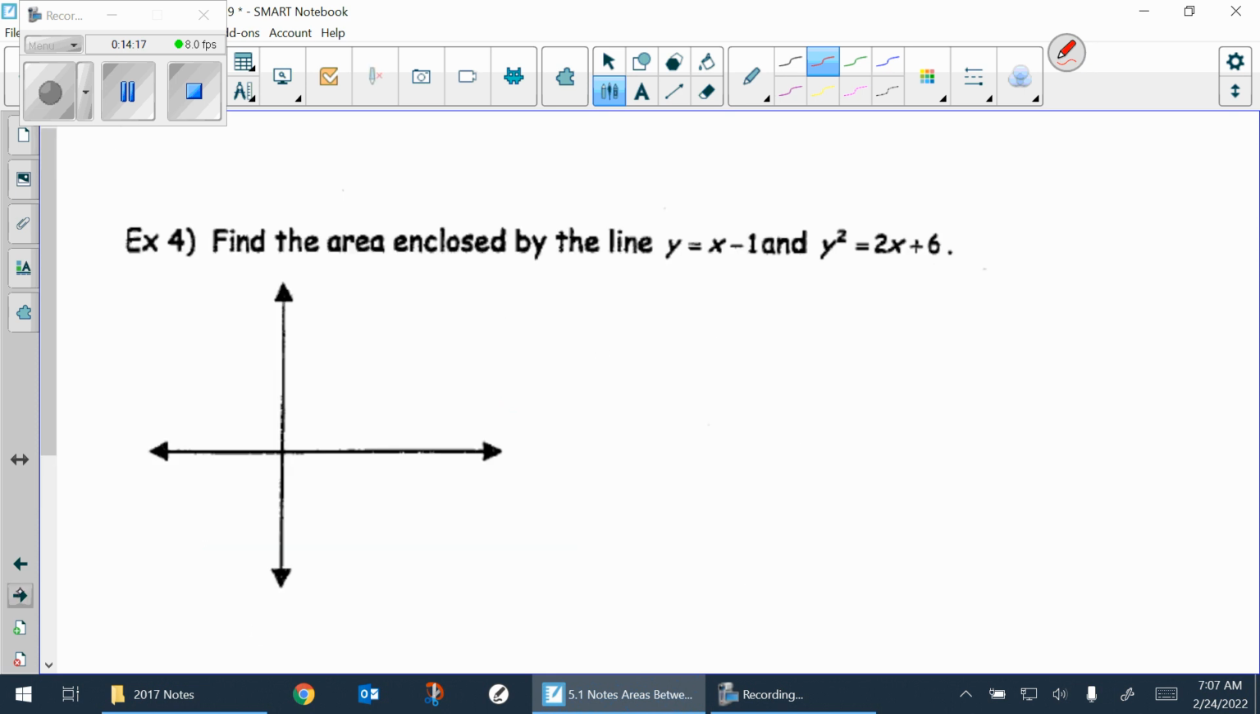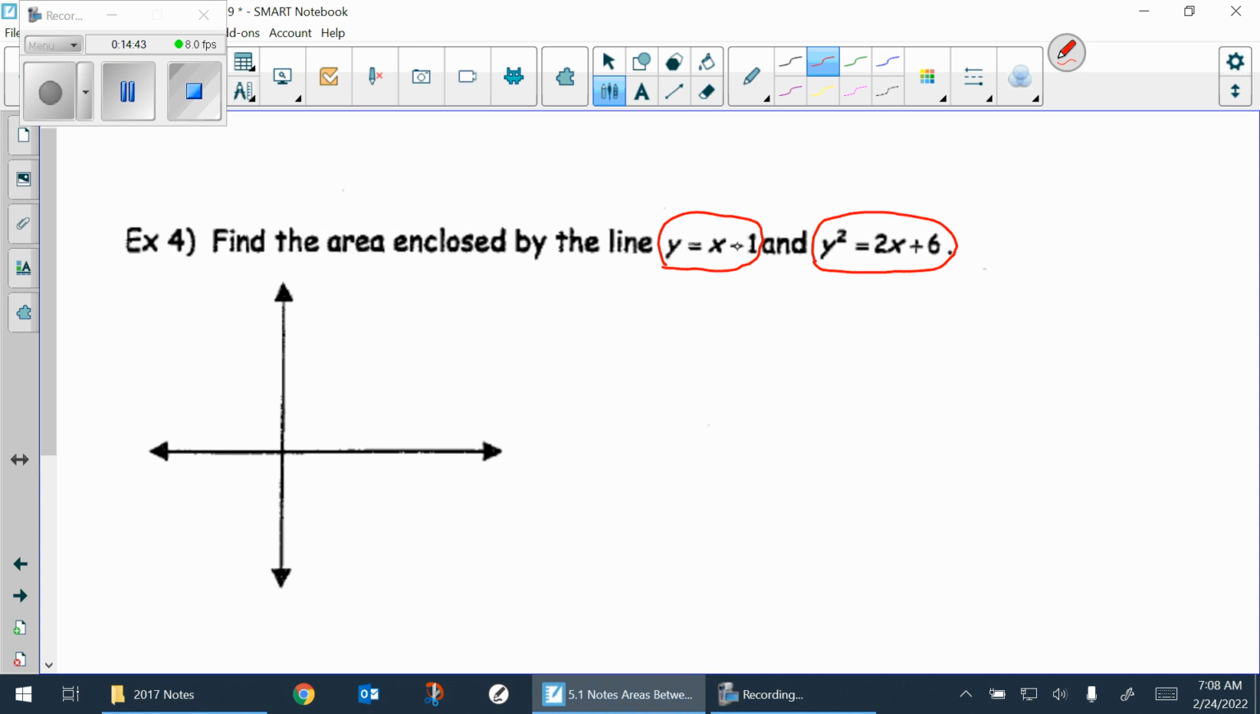So let's take a look at an example here. We're going to find the area enclosed by, well, now, okay, that's a y equals. I would think that this would be something in terms of x. This is a y squared equals. Let's see what these guys look like.